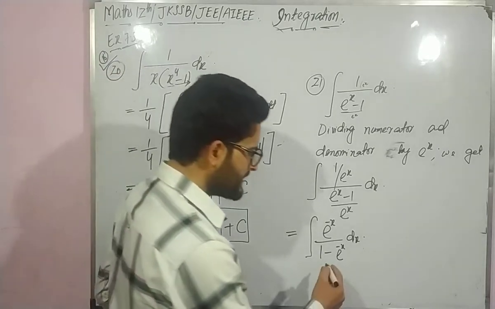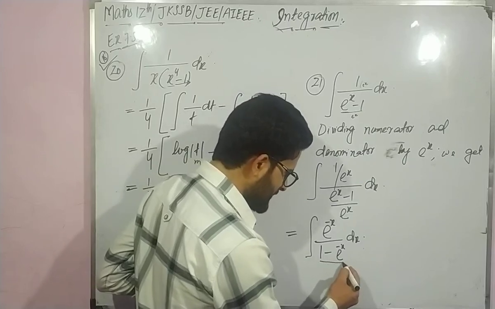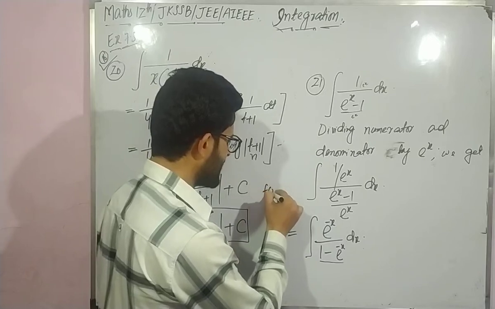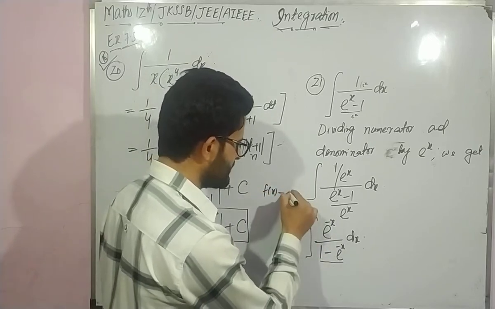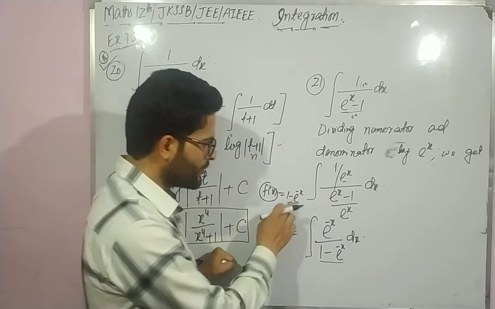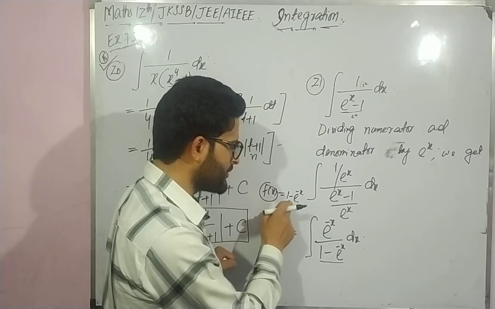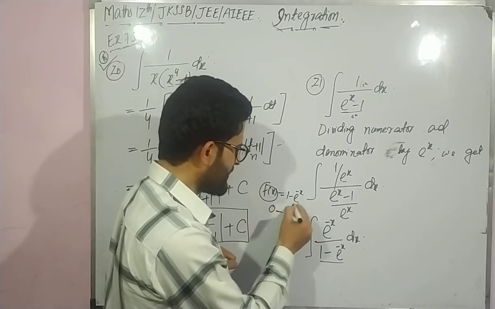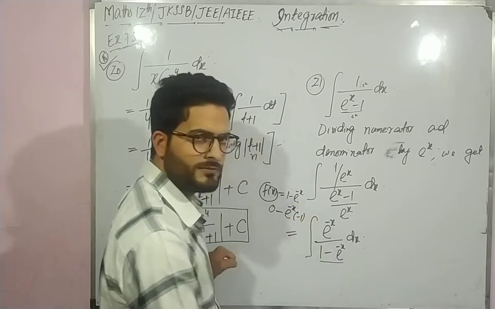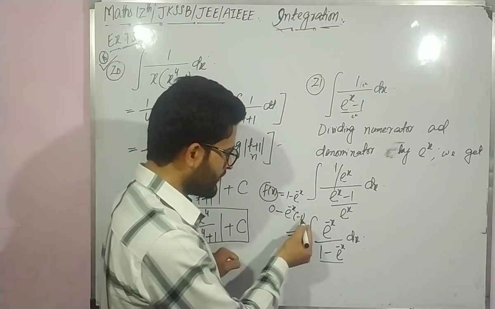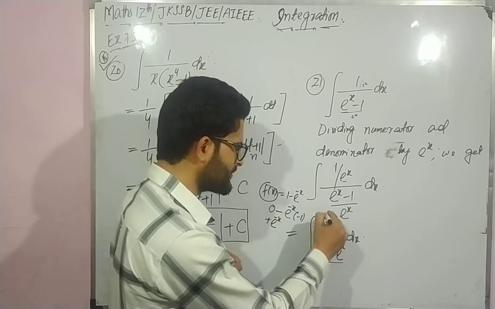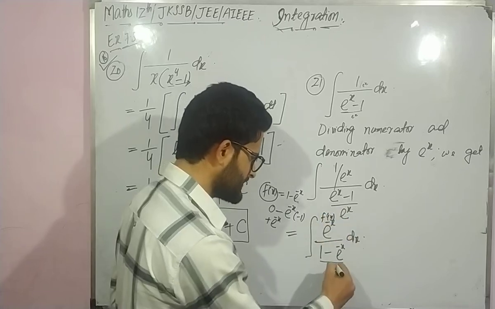Why? Because if we consider 1 minus e power minus x as f of x, and then differentiate it, take the derivative, then the derivative of 1 is 0, minus times e power minus x, which gives e power minus x into minus 1, because we are talking about the differentiation. So obviously minus into minus is plus e power minus x, so this is obviously f dash x, and this is f of x.